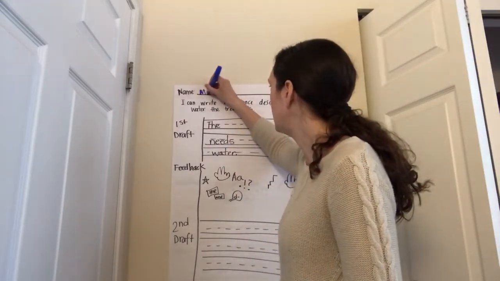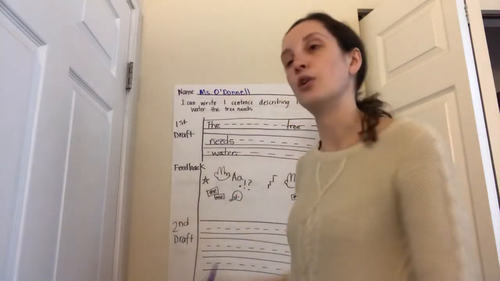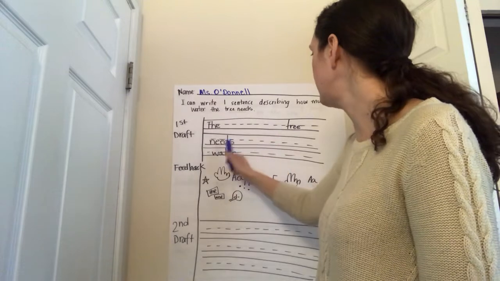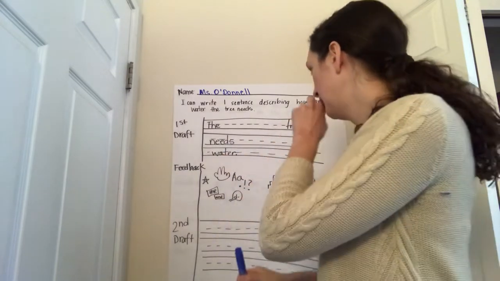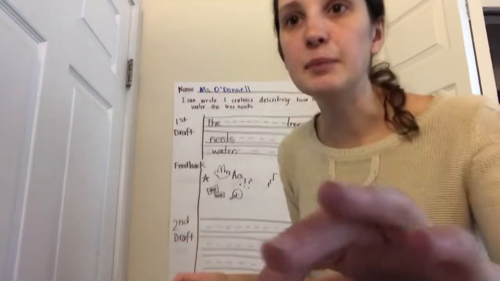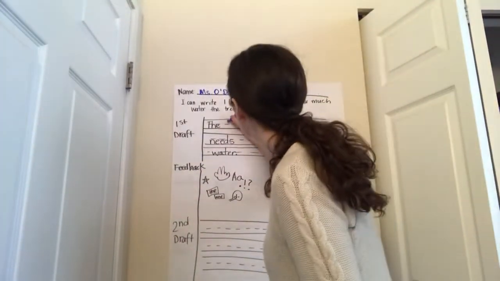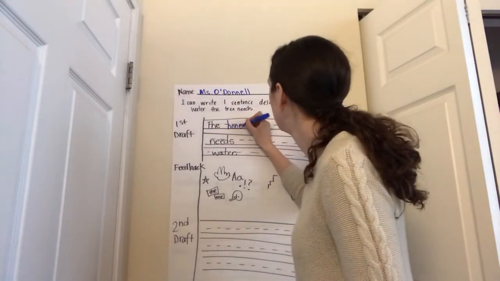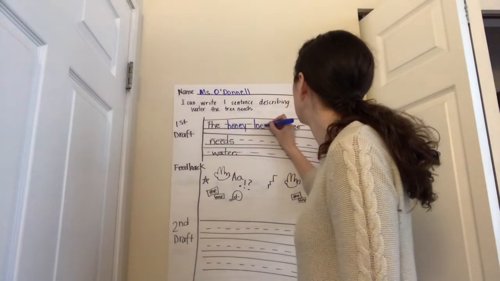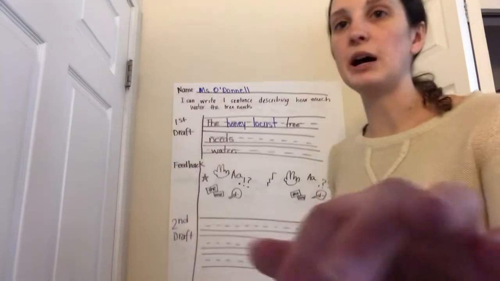So remember in the story, it said either some or a lot or a little. So the blank tree needs blank water. The blank tree, okay, oh, the honey locust tree. I can look back in my story to see how to spell honey locust. The honey locust tree needs blank water.